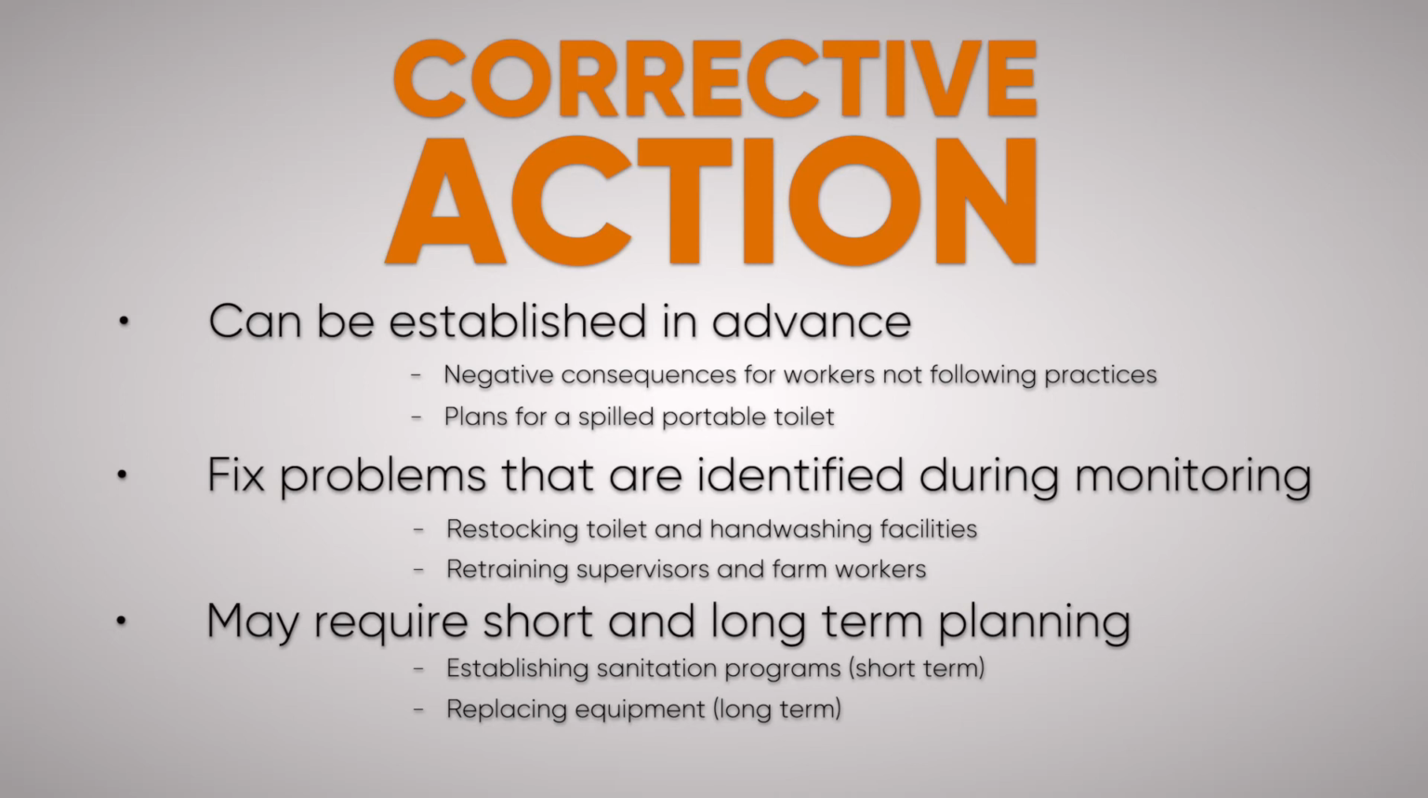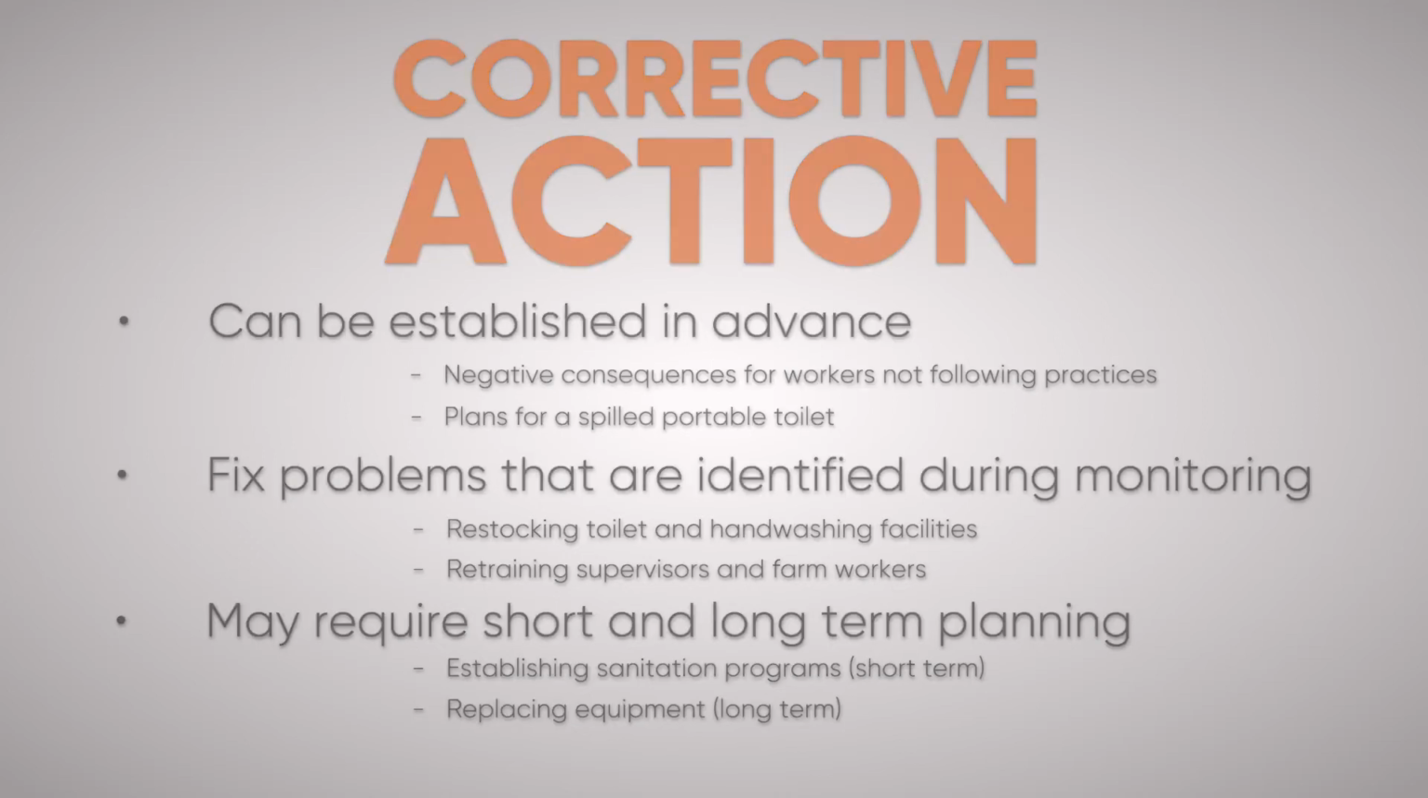Monitoring will help identify when a corrective action is needed. These corrective actions can then be added to the overall plan. Growers can also have a plan for responding when the unexpected occurs. Either way, corrective action plans should be directed toward fixing the problem and helping identify the underlying issue to reduce the likelihood that the problem will occur again.